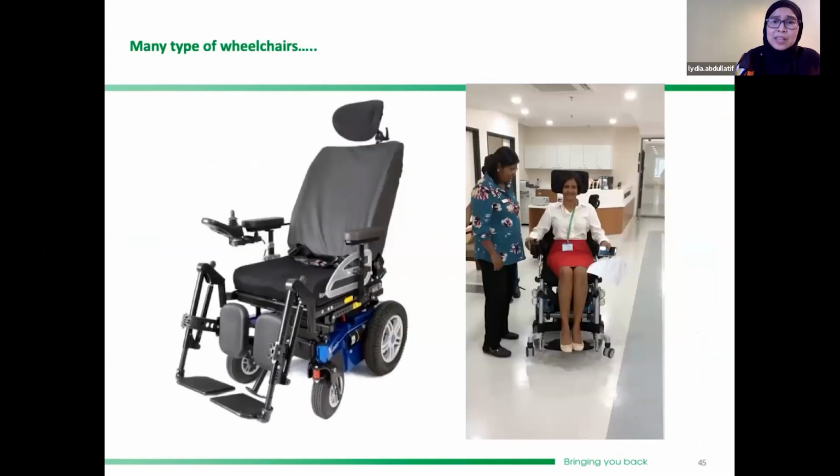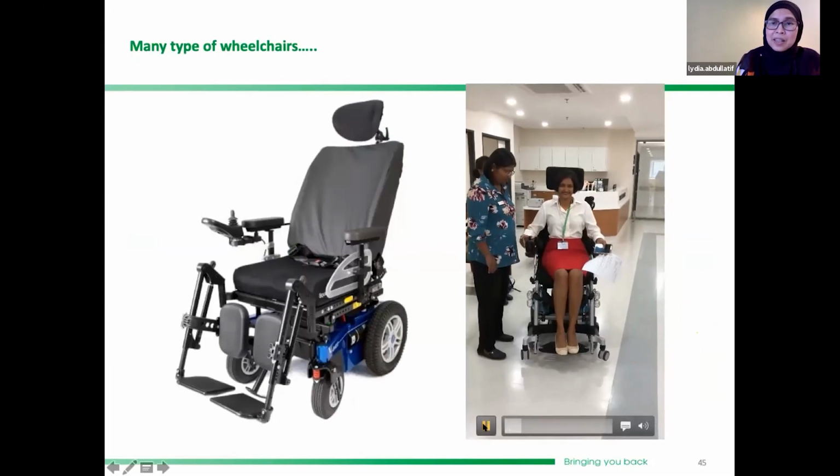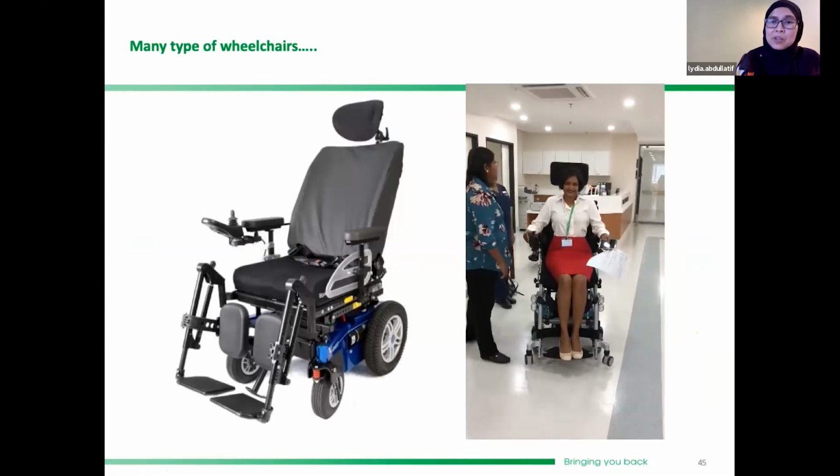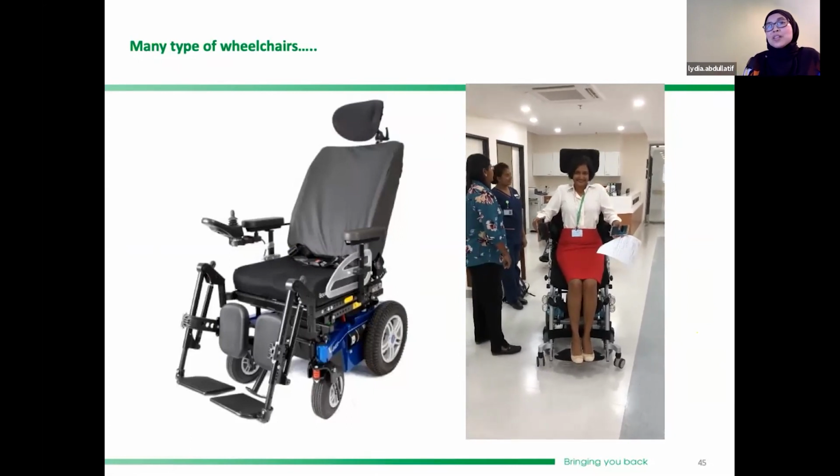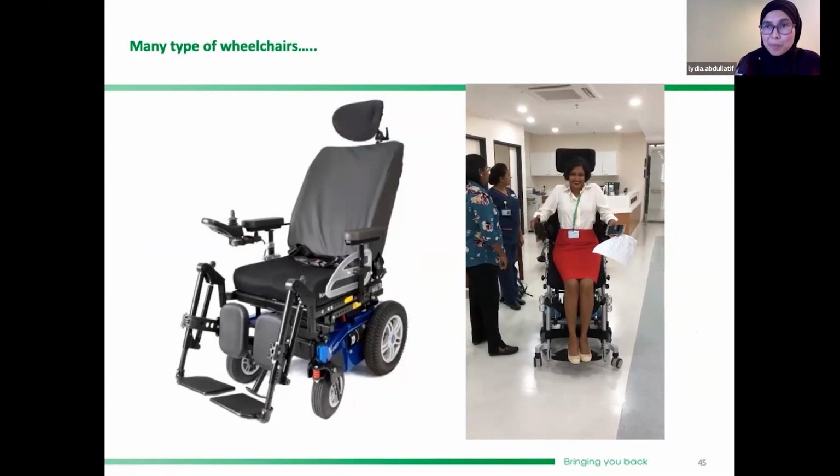And now there's even this thing called standing wheelchairs. And the good thing is that the technology is quite readily available. Hence, the cost has reduced tremendously. Okay, so you can get standing wheelchairs like previously would be about 60,000. Now it will be like 16 to 20,000.